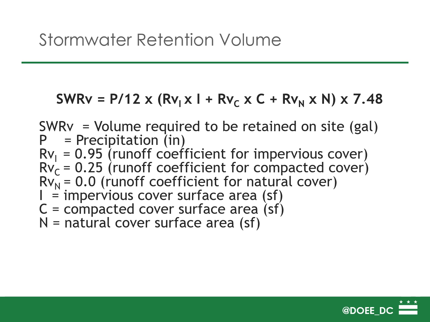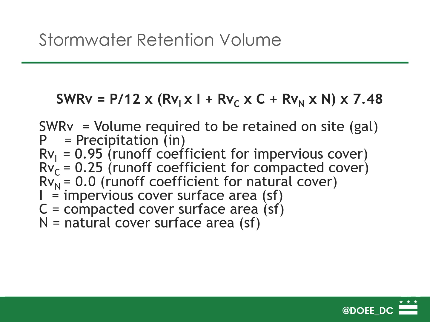The natural cover is at the other end of the spectrum. This is natural areas that are not regularly maintained. So woods, meadows, that sort of thing. And it's assigned a runoff coefficient of 0. So essentially saying that at the storm size that we're regulating, the runoff from that parcel or that area of natural cover is going to be 0.